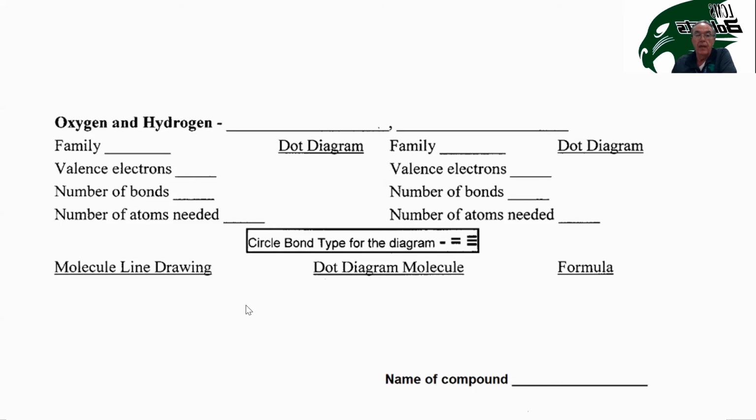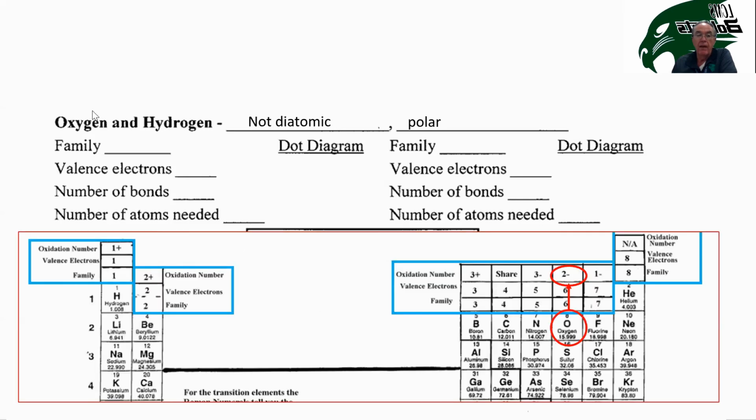In this case, we have an oxygen bonded to a hydrogen. And it's not diatomic because they're not the same. And we're going to decide that this must be polar. So we need to find oxygen and hydrogen on the periodic table. Here's oxygen in family 6, has 6 valence electrons. It needs to make 2 bonds. Okay. Hydrogen's over here in family 1. It has an oxidation number of 1 plus, and it needs to make 1 bond.